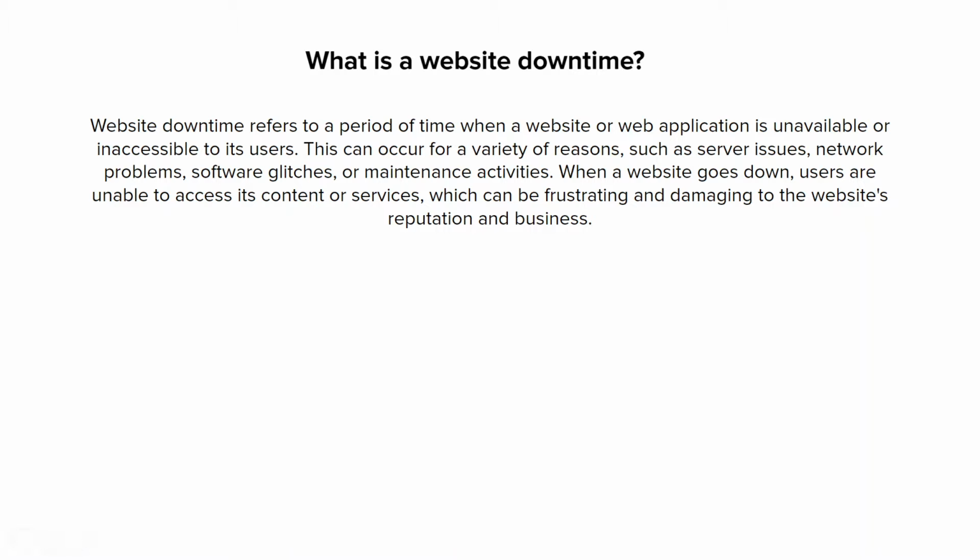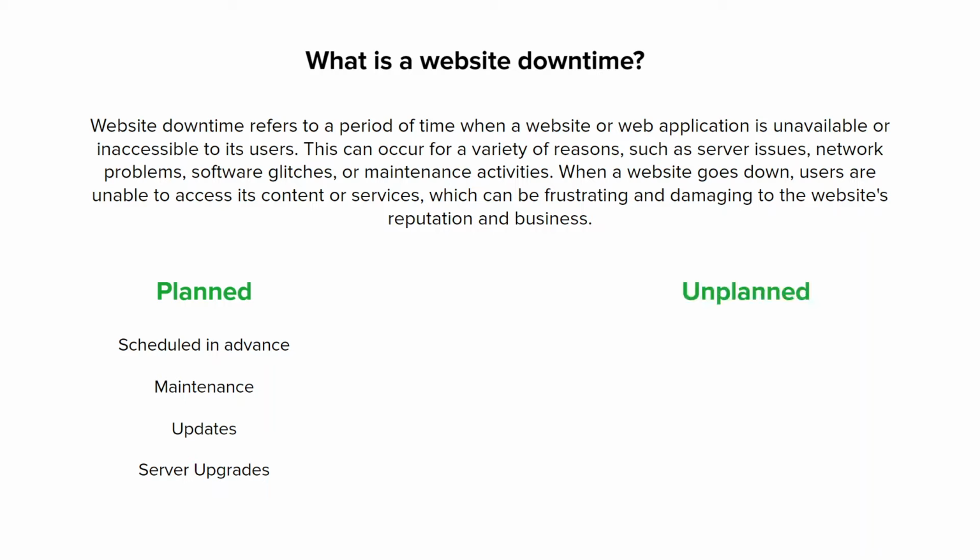So website downtime can be classified into two categories: planned downtime. Planned downtime is scheduled in advance, and it's used for things like maintenance, updates, server upgrades, things like that. Website owners typically try to minimize the impact of downtime by notifying users in advance. On the other hand, the other category is unplanned downtime, and this is unexpected and can occur due to various factors like technical issues or network failures as well.